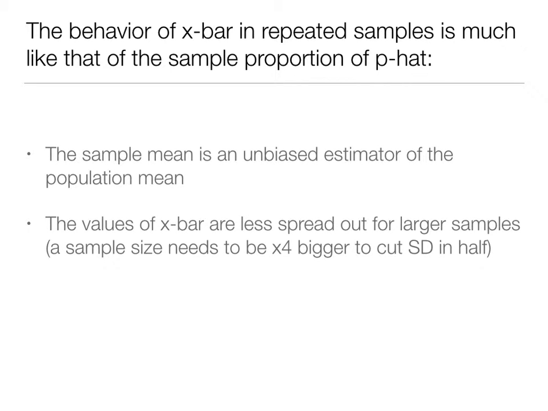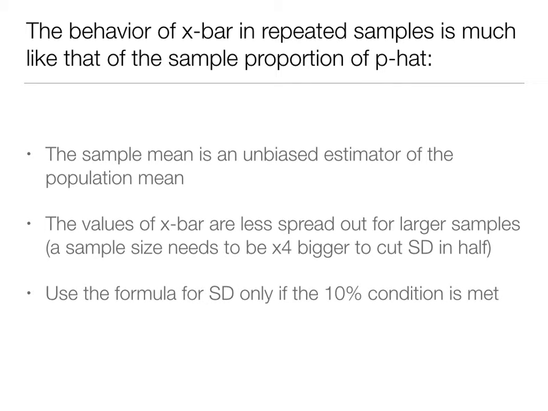The values of x bar are less spread out for larger samples. So the more information we get in, the more data that we receive, the less variability. And because it's standard deviation divided by the square root of n, the sample size needs to be 4 times bigger to cut the standard deviation in half.